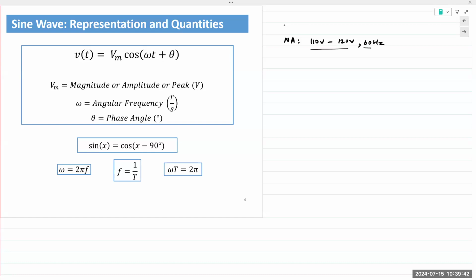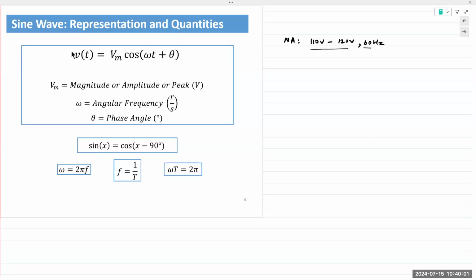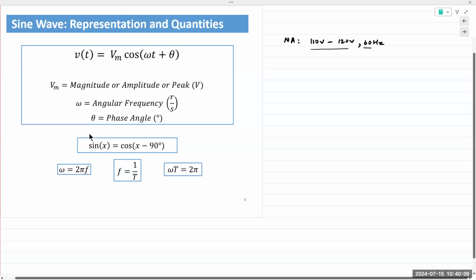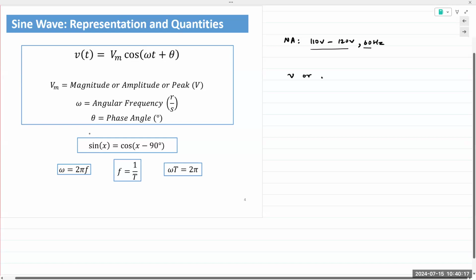Now, the mathematical description of a sinusoidal waveform is given by this equation. V of t is Vm cos of omega t plus or minus theta. I say plus or minus because theta can take on a value positive or negative. This equation works for voltage, current, or power. They all have this exact same equation.